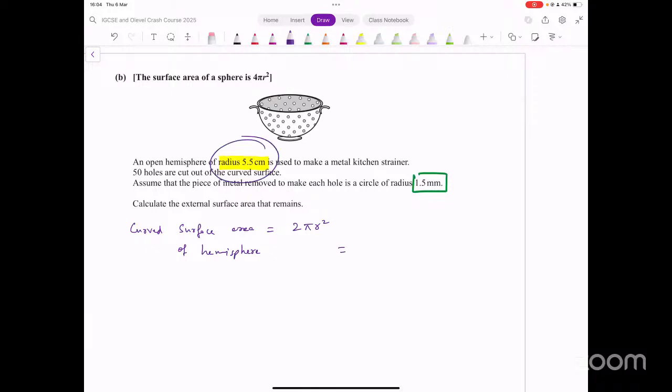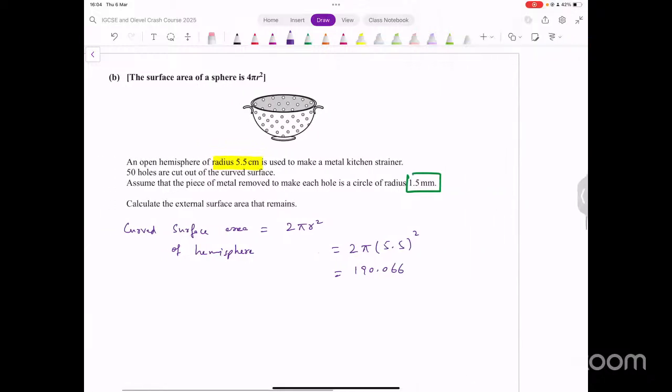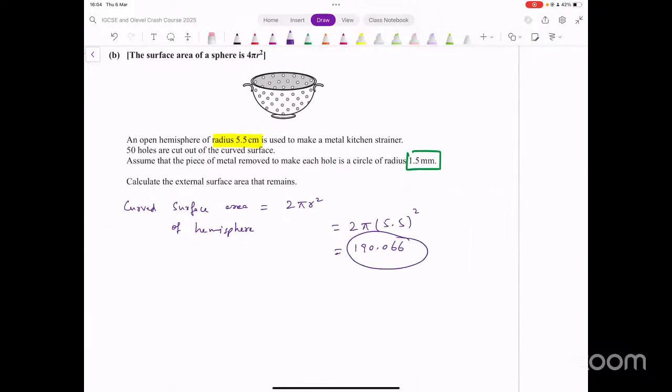Can we find this? Radius is 5.5. That would be 2 pi into 5.5 whole squared. Let's see what this turns out to be. 2 times pi times 5.5 squared, and that is 190.066. If there were no holes there, this would be the surface area that we were looking for, right? This is the curved surface area without the holes.